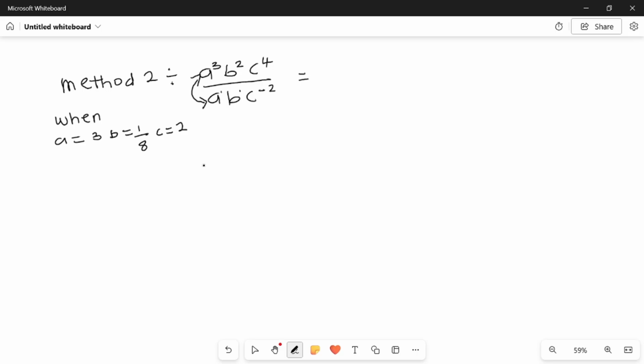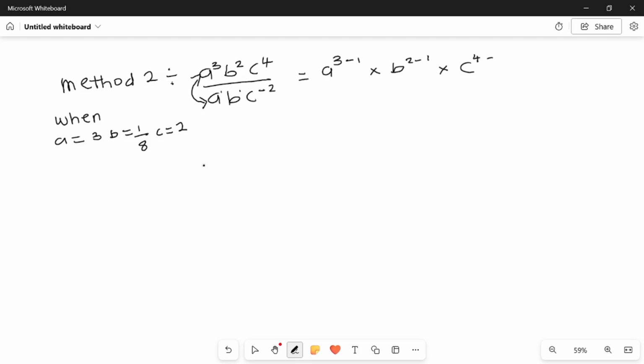And we say whenever we are dividing, we take the base. Let's say our base is A, because we're given A. Then we subtract their powers. That is 3 minus 1, right? So we have A raised to power 3 minus 1. Similarly, times B raised to power 2 minus 1 times C raised to power 4 minus 2.